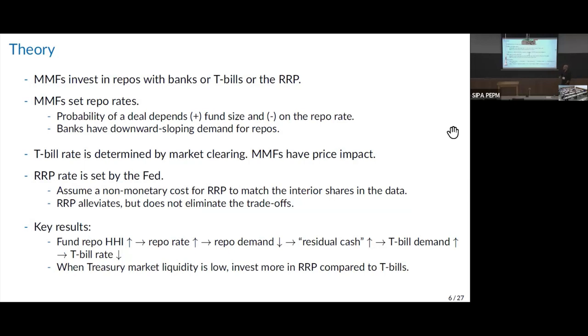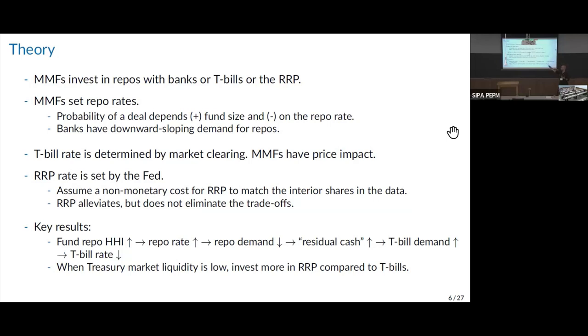And on top of that, the treasury bill rate is going to be determined by the market, and money market funds are one player out of many in the treasury market. So what really complicates things a little bit is the RRP rate. There is a price that's set by the Fed. Think of these as very substitutable. If one has a higher price than the other, I would expect you to go to a corner. But then there's a price effect that makes it not go to a corner.